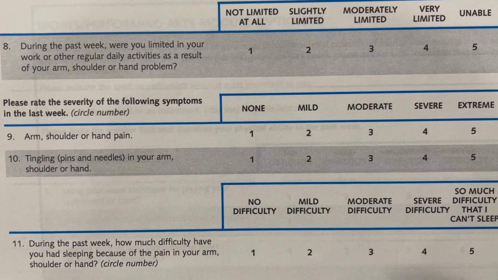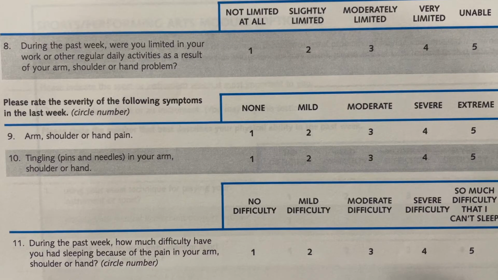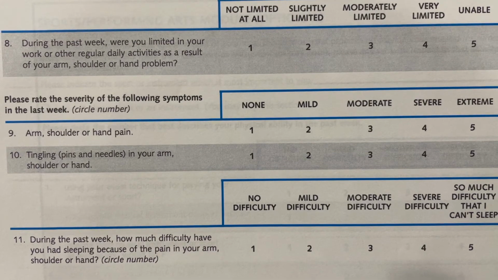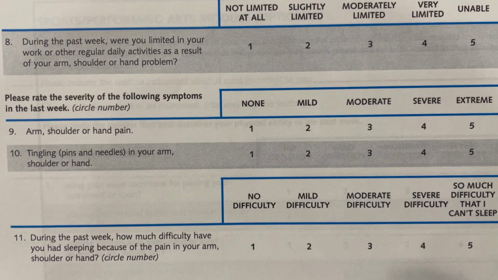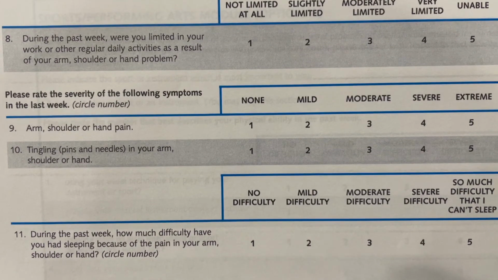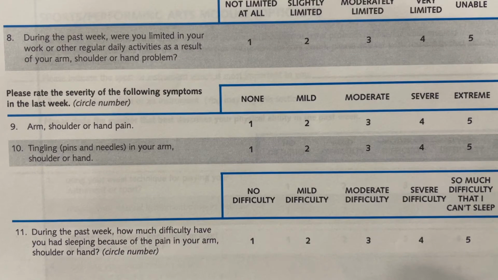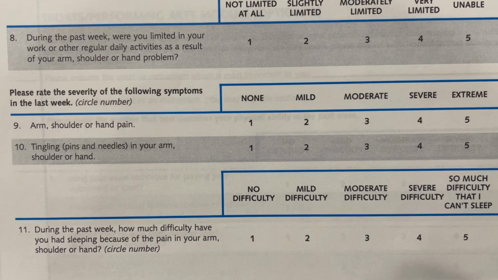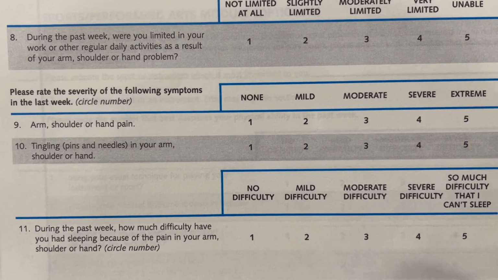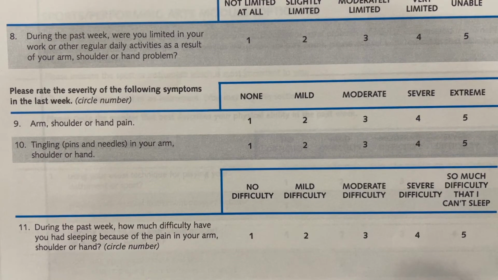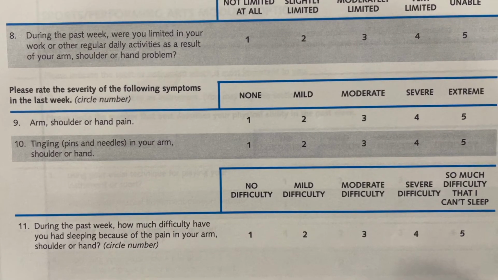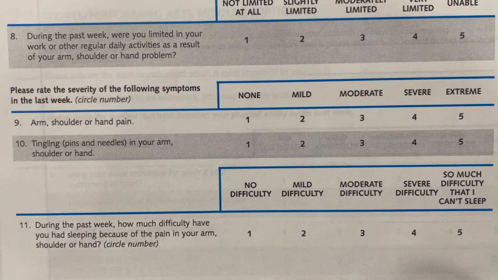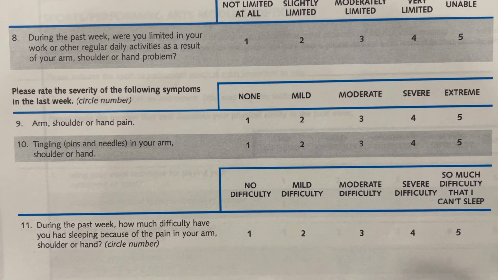So number 9 is just going to ask them about their pain, their arm, shoulder, or hand pain. Your scale there is going to be none, mild, moderate, severe, or extreme. Number 10 is asking about tingling, pins and needles in your arm, shoulder, or hand. Same scale there. And then your last question, number 11, your scale is going to be no difficulty, mild difficulty, moderate difficulty, severe difficulty, which looks the same as the very first category that we did, the first 6 questions. But the last one is so much difficulty that I can't sleep.